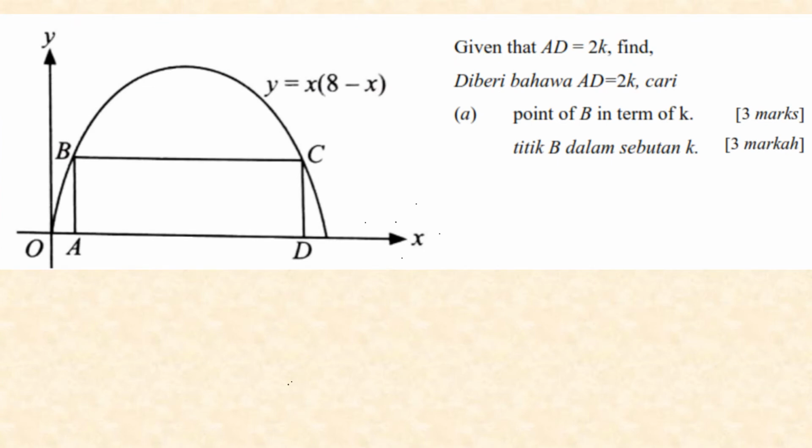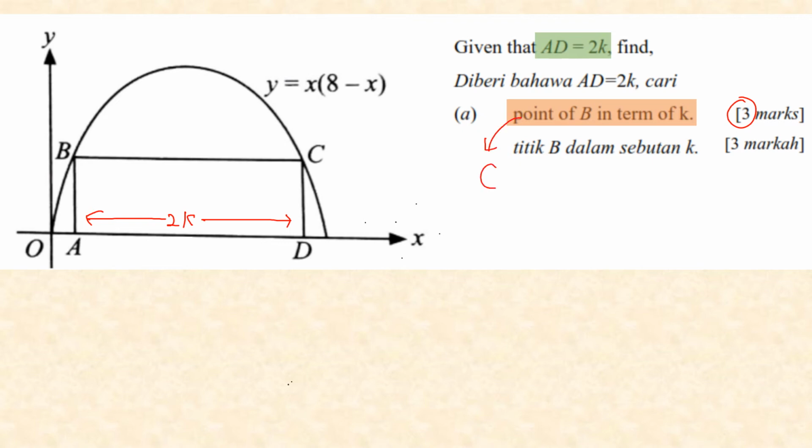Given that AD equals 2K, this is also information. AD equals 2K. I can say that this is 2K. And then the question says, find the point B in terms of K, 3 marks. So how do you get point B? Remember, your answer should be in brackets.